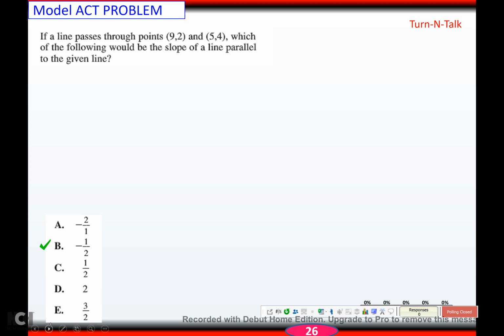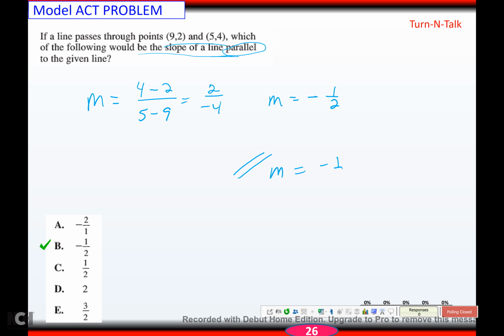All right, if a line passes through the points given, which of the following would be the slope of a line parallel? The one that has the exact same slope. So to get that slope, I use my slope formula, which is y2 minus y1 over x2 minus x1. 4 minus 2 is 2. 5 minus 9 is negative 4, so my slope is negative 1/2, which means a parallel slope would also be negative 1/2. No other choice, or it's not parallel.